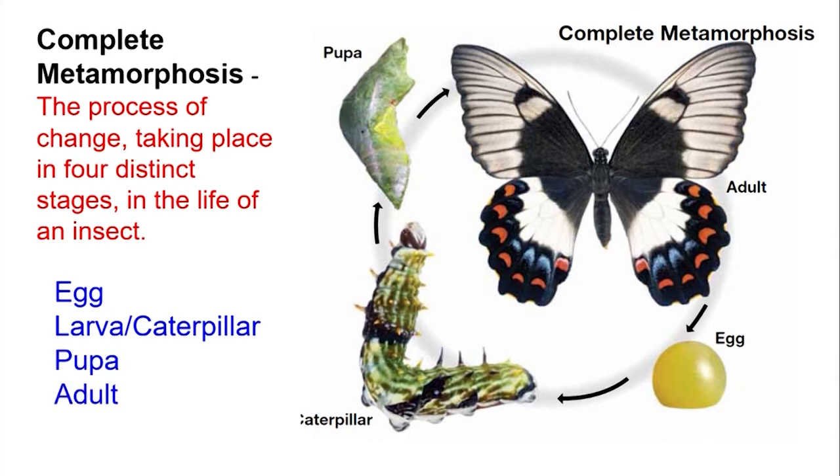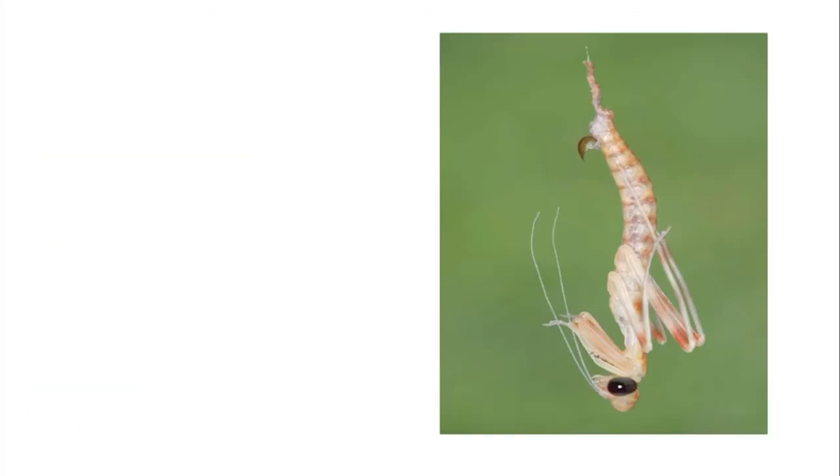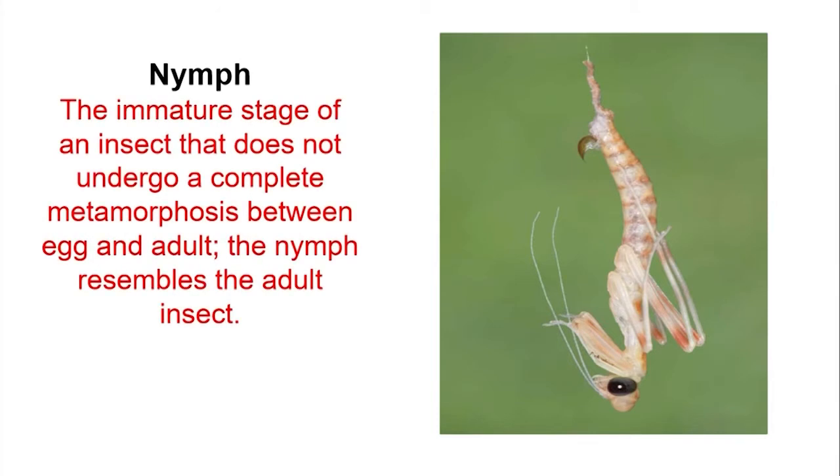The second type of metamorphosis is incomplete metamorphosis. Notice that word incomplete. In is a prefix. It means not. So this is not a complete metamorphosis. This process of change takes place in 3 distinct stages in the life of an insect. Those 3 stages are egg, nymph, and adult. This is a nymph. A nymph is the immature stage of an insect that does not undergo a complete metamorphosis between egg and adult. The nymph resembles the adult insect.